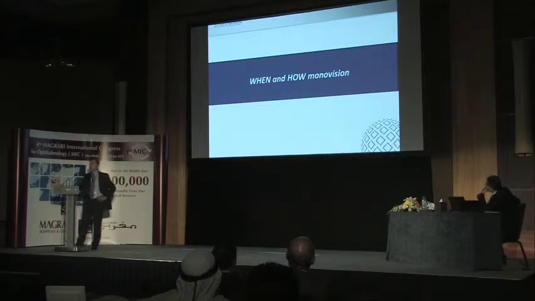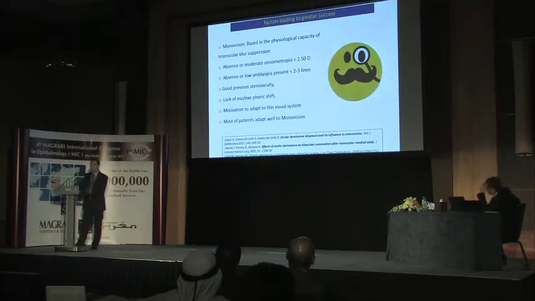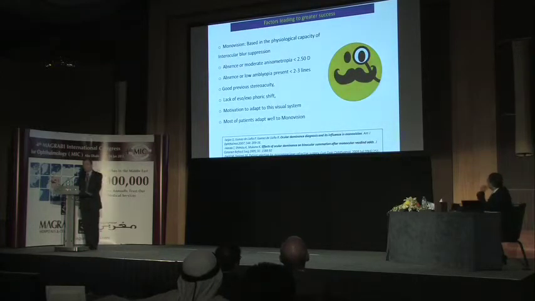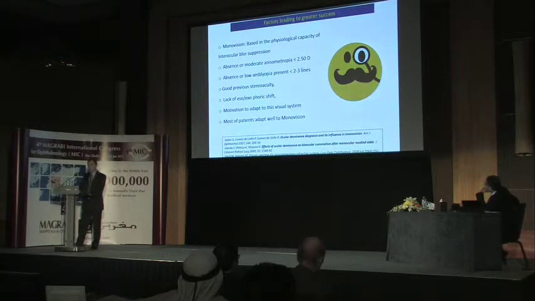When and how do we perform monovision? I can extend and explain all the detailed examination of a patient, but let me tell you that monovision is based on the physiological capacity of interocular suppression. We need to have patients with absent or moderate anisometropia. We need patients with absence of amblyopia. They cannot have more than 3 lines of difference between both eyes. They need to have good previous stereoacuity. They need to have a lack of exophoric or endophoric shifts, and they need to be motivated with this type of vision.